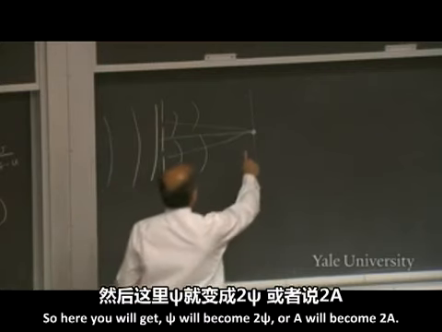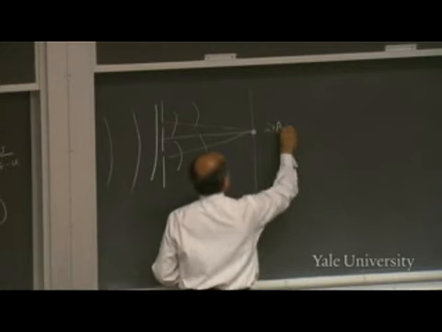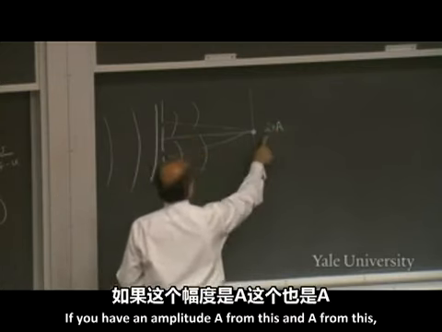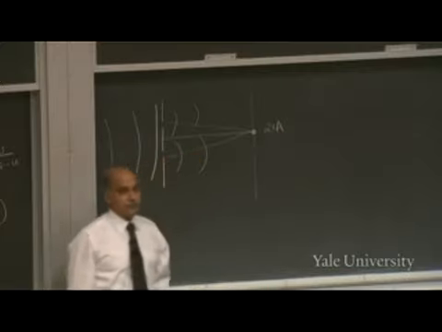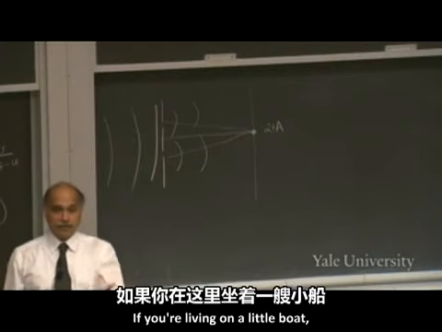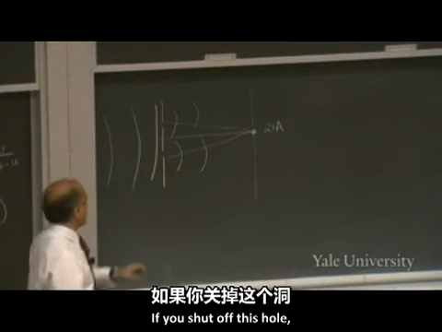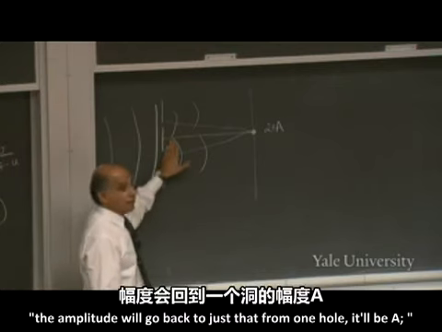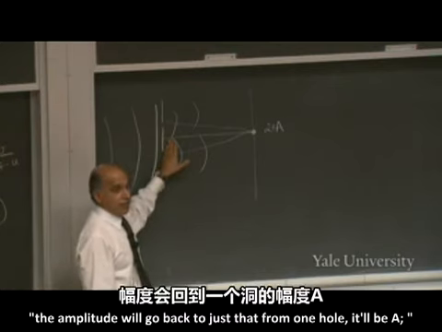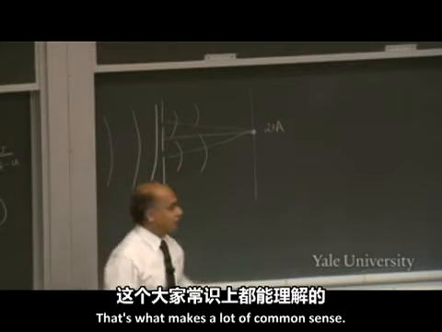So here you will get psi will become 2 psi, or A will become 2A. If you had an amplitude A from this and A from this, you will get 2A here. So the water will be very choppy there. If you're living on a little boat, the boat will rock up and down with amplitude 2A. If you shut off this hole, amplitude will go back to just that from one hole, it will be A. 2 gives you 2A. That's what makes a lot of common sense.